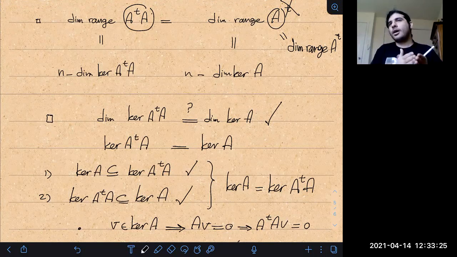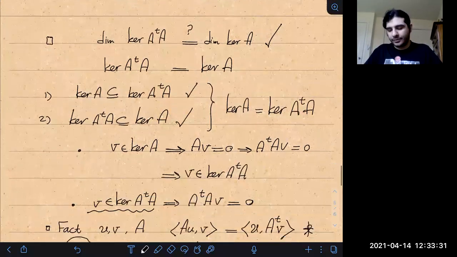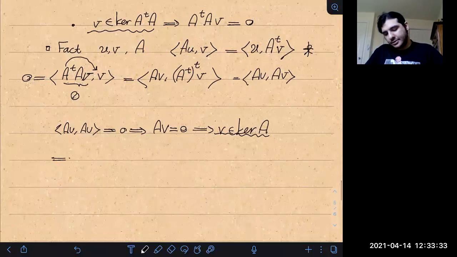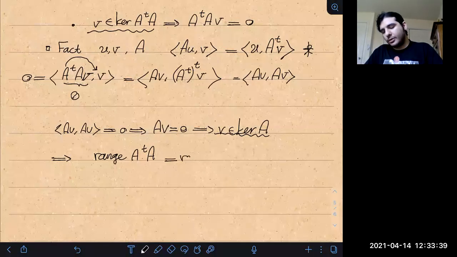On the other hand, one is a subset, a sub vector space, of the other one, so they have to be equal. So finally, that shows the range of A transpose A is equal to the range of A.